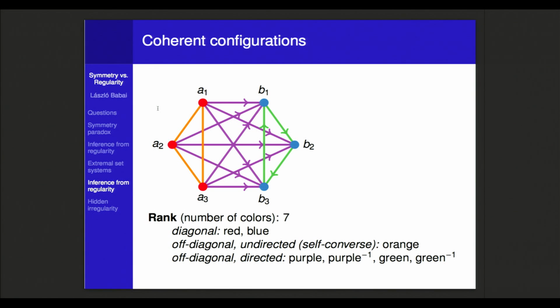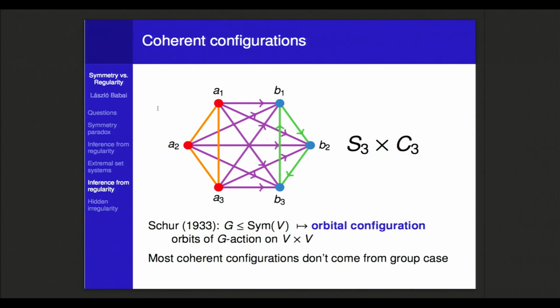Okay, so the color from A1 to A3 is the same as the color from A3 to A1. However, the color from B3 to B1 is not the same color, but I didn't particularly want to mess up the picture by drawing a reverse color in a different color. Okay? All right. So all the colors are like the inverse of purple, the inverse of green. There are separate colors. So this is a coherent configuration. This coherent configuration is related to a permutation group.